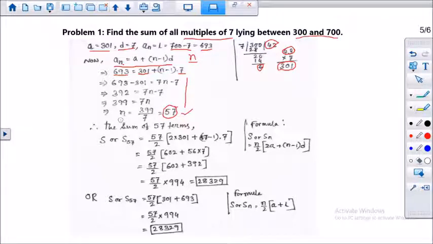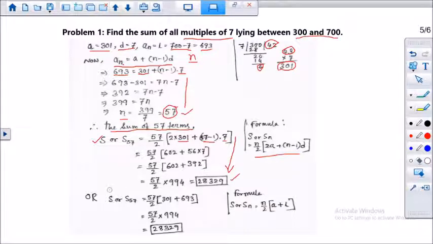So now after getting the n value, we have to find out the sum of 57 terms. So we have two formulas. I have shown here this formula, n by 2 into (2a plus (n minus 1) into d). Here n is 57 into (2 into 301 plus (57 minus 1) into 7). After solving this, we will get 28329. This is the sum of all multiples of 7.